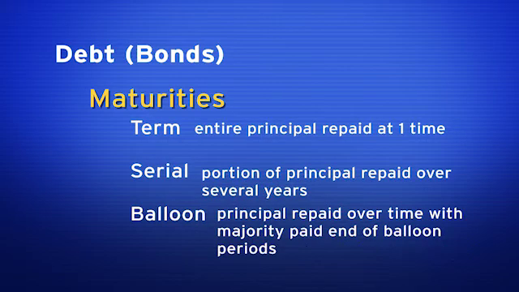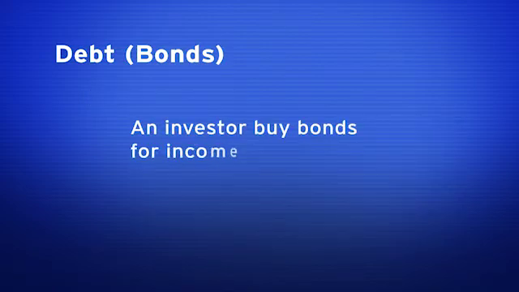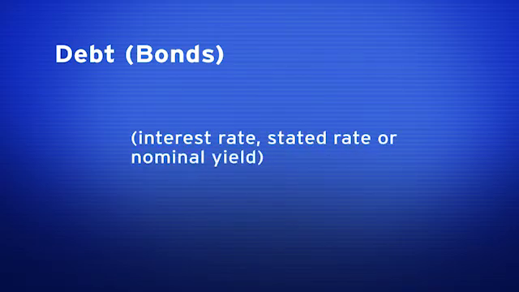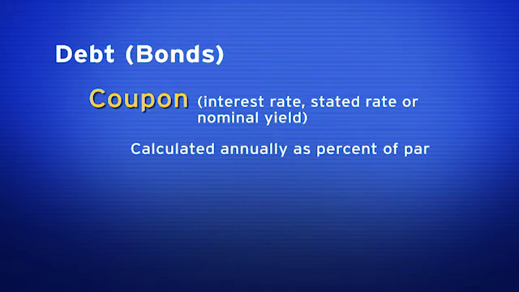Now, when an investor buys a bond, what's their objective? What is an investor looking to do? Investors buy bonds for income. They buy bonds for the interest income. So bonds will pay an interest rate. This interest rate is also known as the stated rate. It's also known as the nominal yield. It's also known as the coupon rate. Now, the interest is calculated annually as a percent of par. The interest is paid semi-annually.